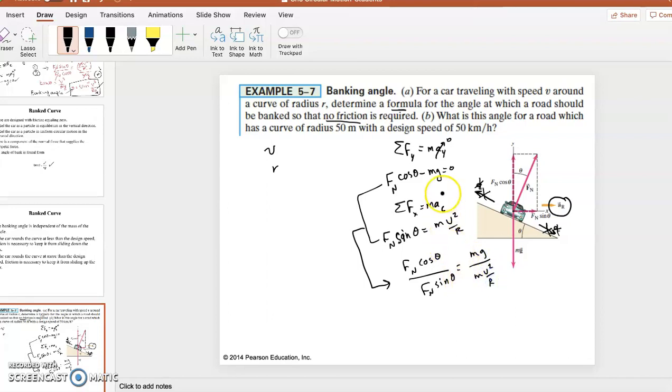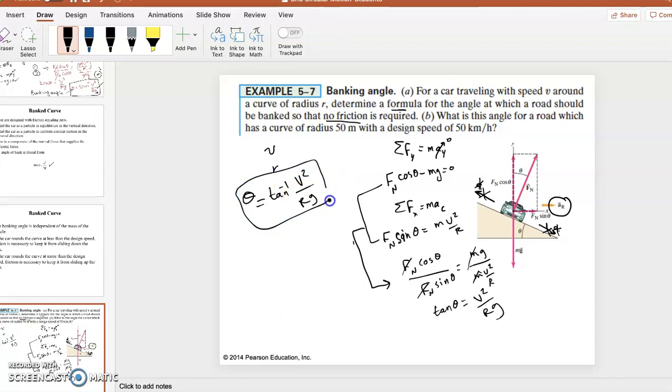If you see, I flipped them by mistake. Not by mistake, I just didn't follow exactly the previous derivation, where we started with the x, so I flipped them. It doesn't matter. Fn will go with Fn, m will go with m. We can flip those. Sine over cosine is tan, but don't forget to flip those: v square over r g. Great. So what is the formula? Theta is equal to tan inverse of v square over r g.